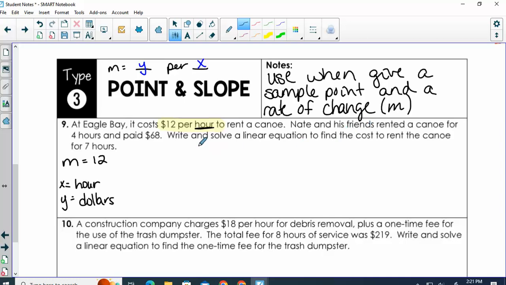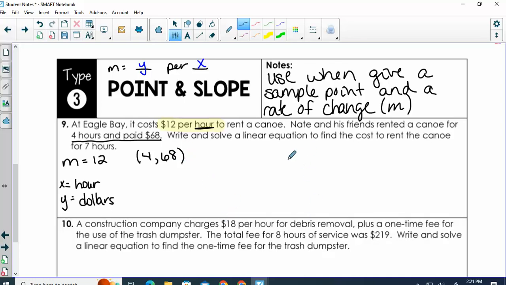Nate and his friends rent a canoe for 4 hours and paid $68. Okay, this is a point. 4 hours. Hours are my x. The cost, the dollars, are my y. So that is the point for 68.